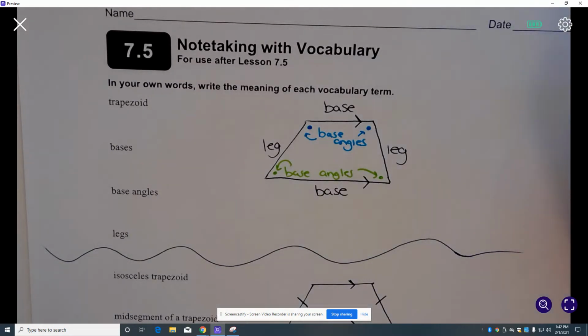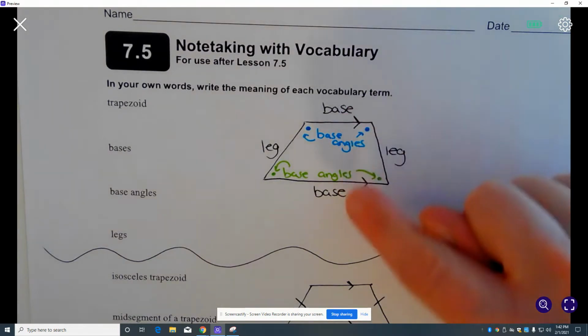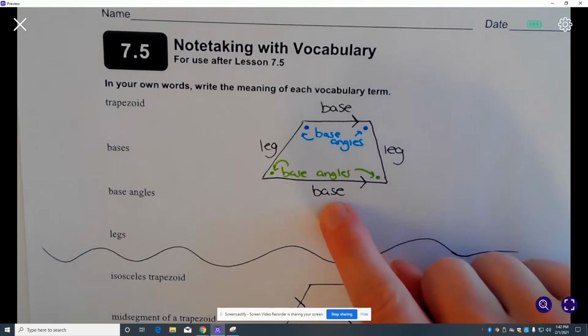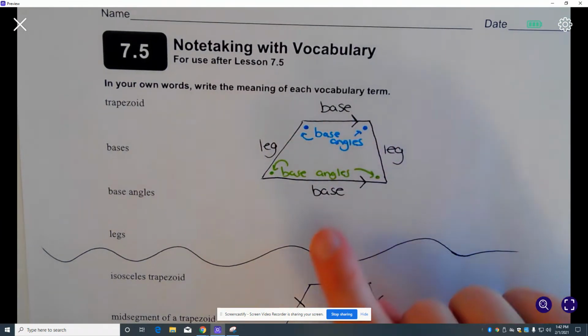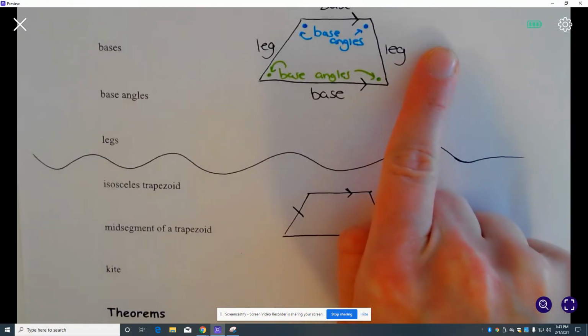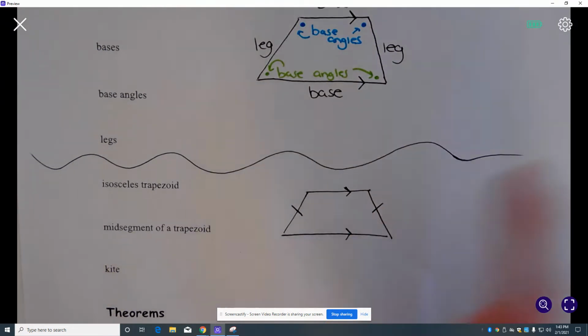A trapezoid is a quadrilateral where one pair of opposite sides are parallel. And we call these sides the bases. There's two bases in a trapezoid. The other two sides are called the legs. Now, there's a special type of trapezoid called an isosceles trapezoid. And this is a trapezoid where the two legs are congruent.